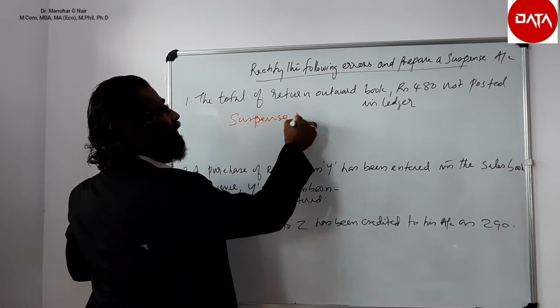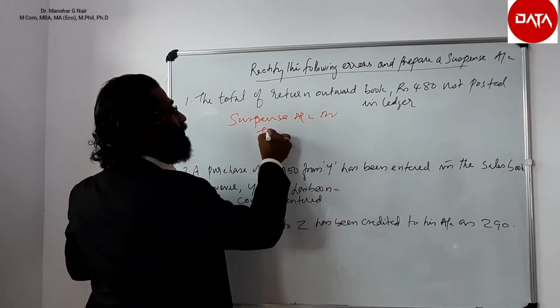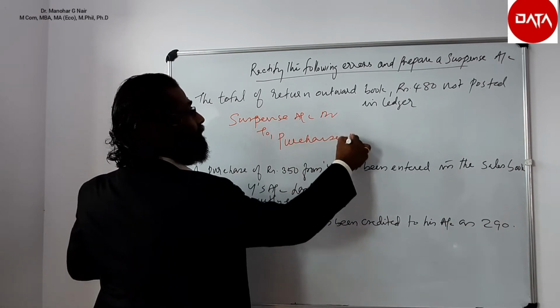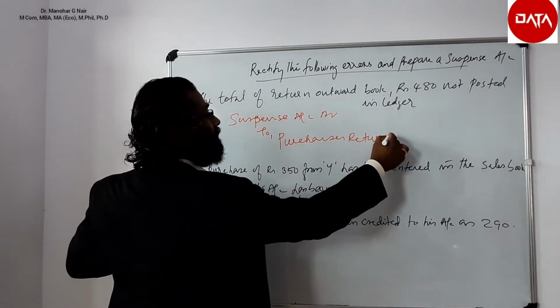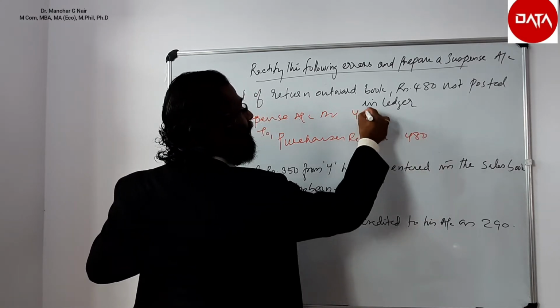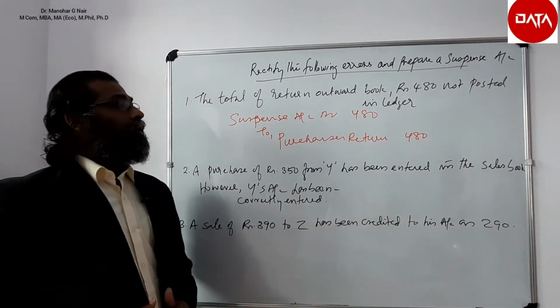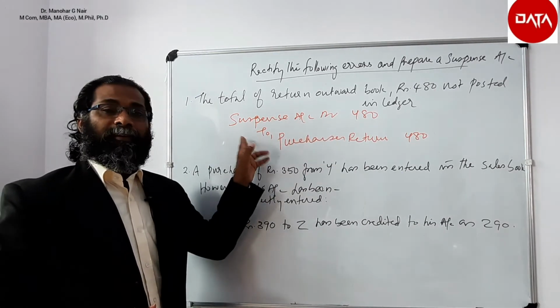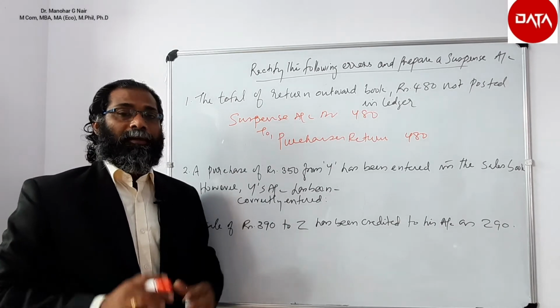Suspense account debtor to return outwards or purchases return book, purchases return to the extent of 480. So by passing this journal entry, the 480 in the suspense account will get cancelled.